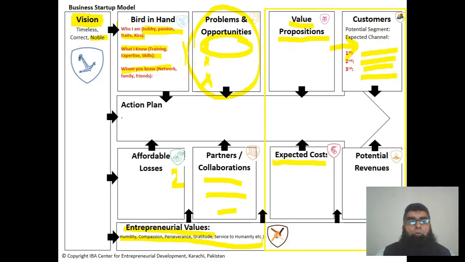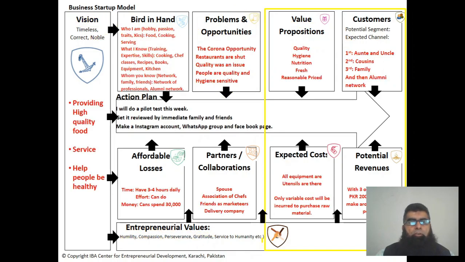I will be showing you a filled startup model in the next slide, and you can see one of our participants who has been working on this and started her model recently. You can see, first of all, let's start with the bird in hand.